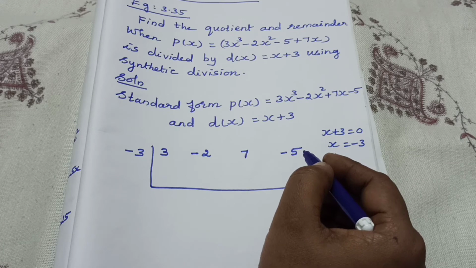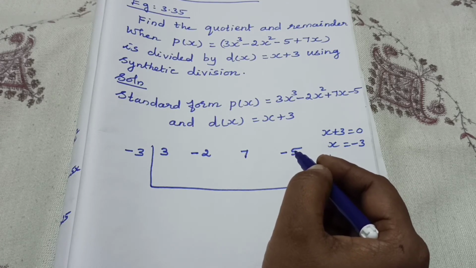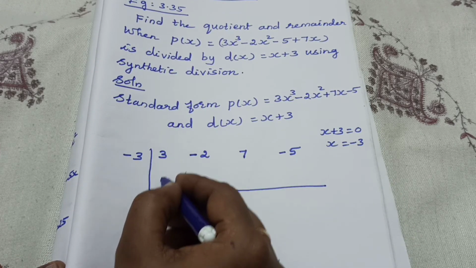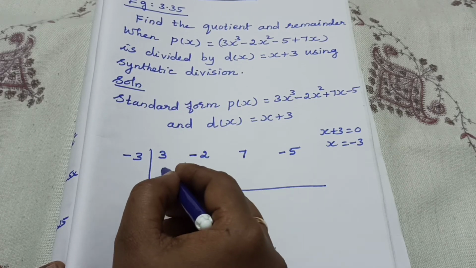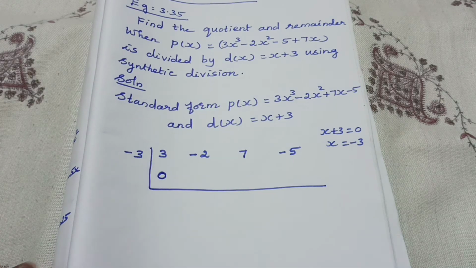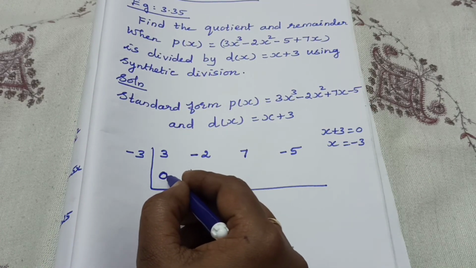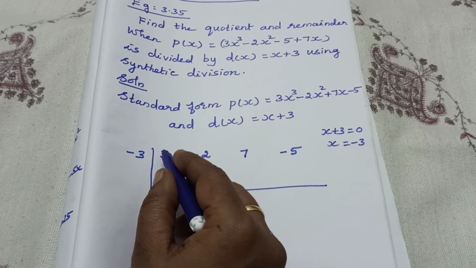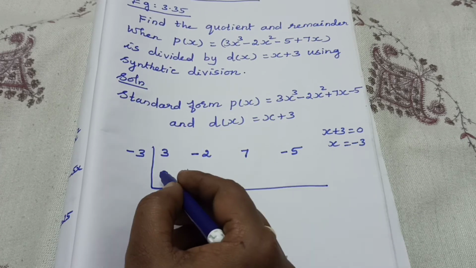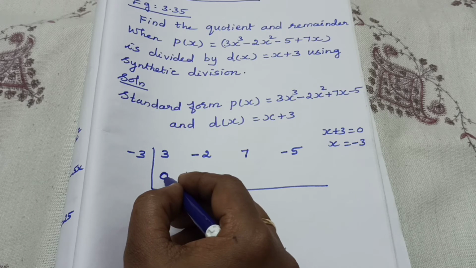Put 0 in the first column of the second row. This is the first column, isn't it? Then in the second row, every time you must write 0. Have you understood? Every time you must write 0 here. This is the first row, this one the second row. In the second row, first column, you have to put 0.